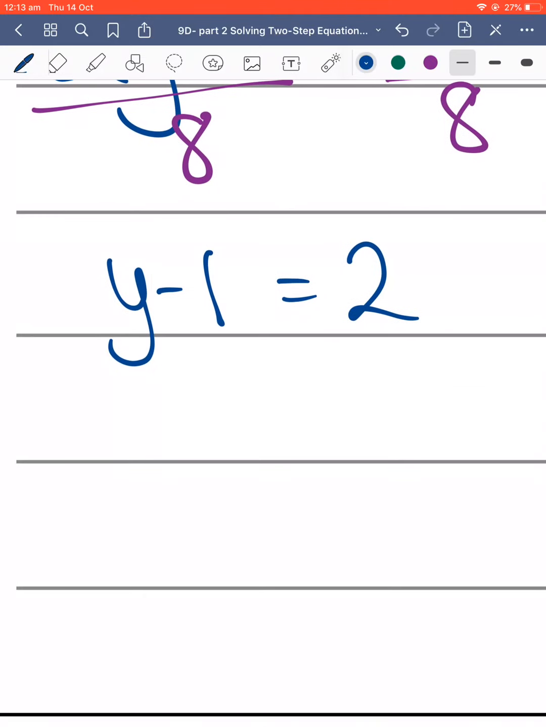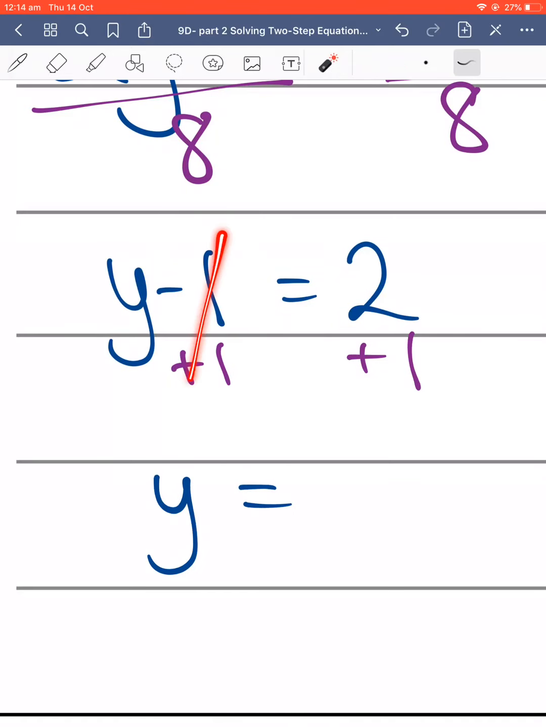Then this one looks really nice, doesn't it? So if I have minus 1, to undo that minus 1, I'm going to plus 1 to both sides, and then I end up with y by itself, because again, minus 1 plus 1 cancel each other out, and I just end up with y, and then 2 plus 1 gives me 3.